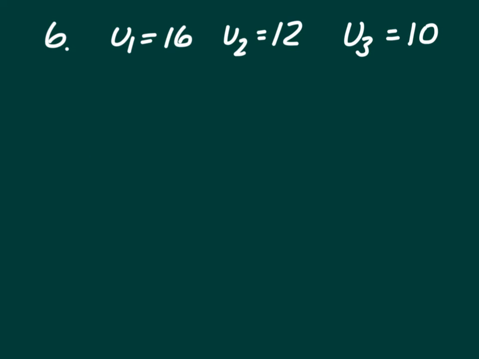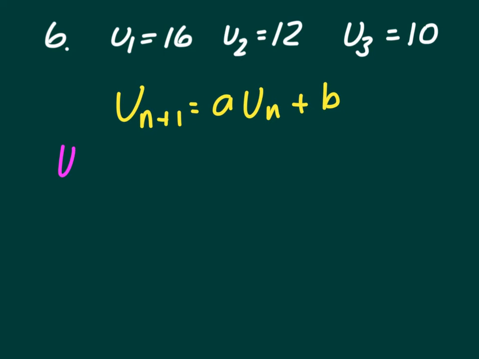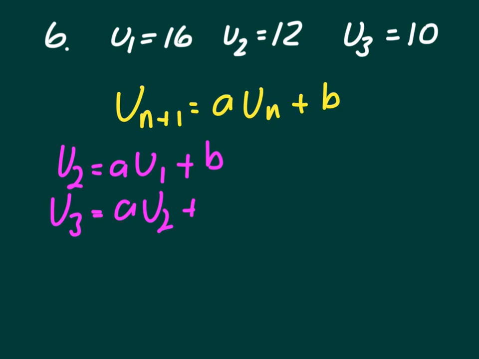Question 6. We know u1, u2, u3, we're given those. We also know that the formula is un plus 1 equals aun plus b. Now using that formula, u2 is au1 plus b, and u3 is au2 plus b. Now all you need to do is substitute the numbers from up here into these little equations.